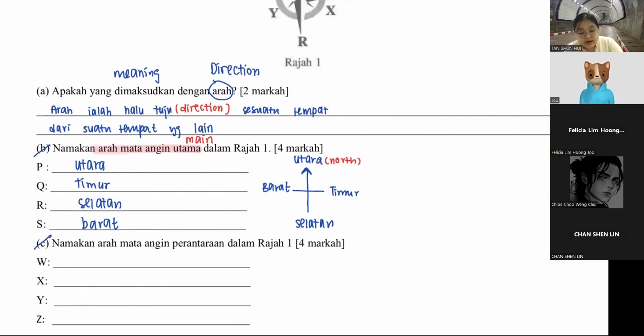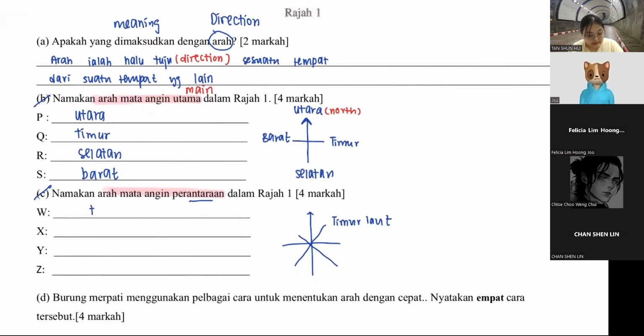Now, then what is perantaraan? Antara, in between, right? In between. Now, so I'm just recapping. I'm not gonna do all the questions one by one. I'm only being selective. Now, this is the main direction, and perantaraan is in between. In between utara and timur, we call it timur laut, which is W. W is timur laut. Then how about in between timur and selatan? Tenggara.